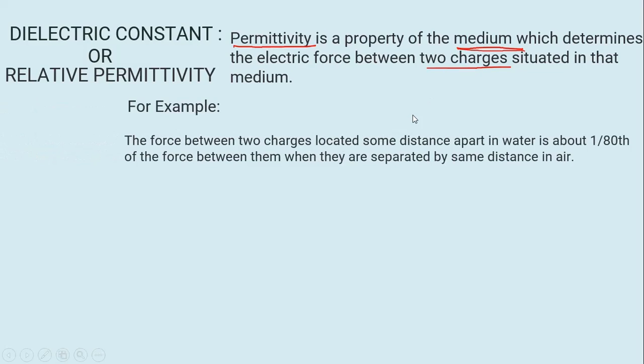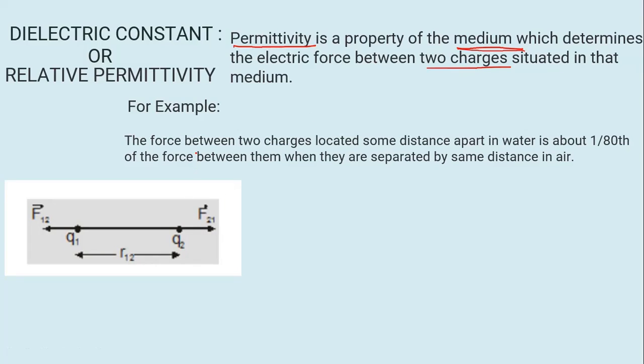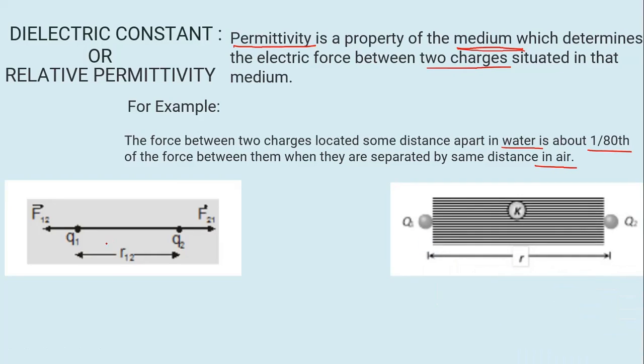So what is the role of the medium? With the help of an example, we can find that the force between two charges located some distance apart in water is about 1/80th of the force between them when they are separated by the same distance in air. What does this statement mean? Suppose we have two charges Q1 and Q2 present in air, separated by a certain distance, so naturally a force of magnitude F will be present in between these two charges.